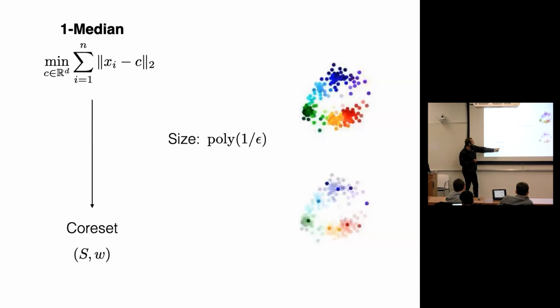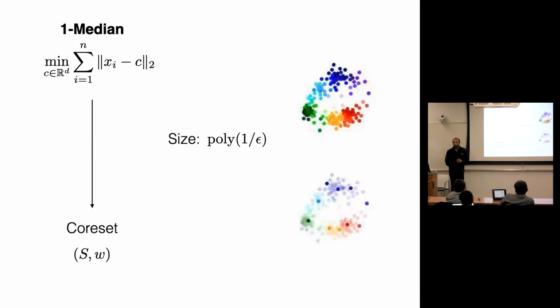The benefit is that now S is of size poly 1 over epsilon. Okay, this should be surprising. You start out with all these points, but now you can find just a subset whose size is completely independent of n, completely independent of d, just poly 1 over epsilon, such that these are in some sense the important points. And if you solve your problem there, then the cost of that is the cost of the original problem.